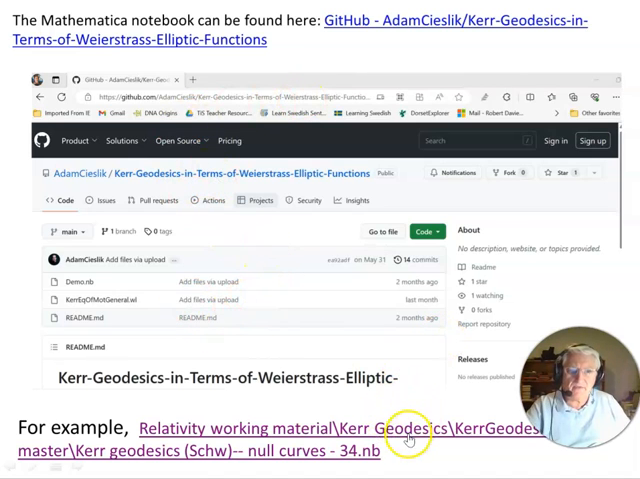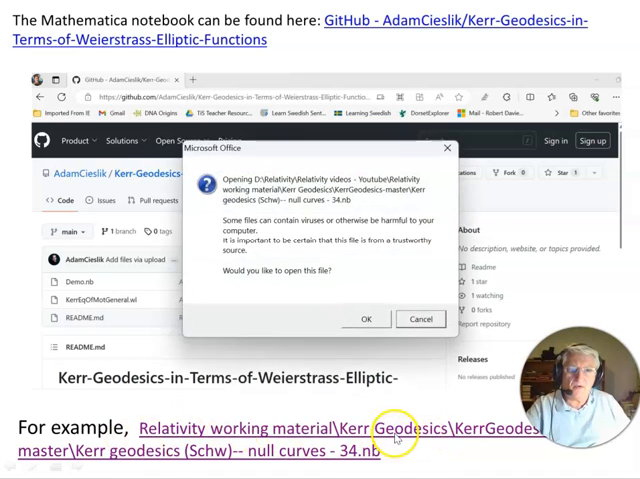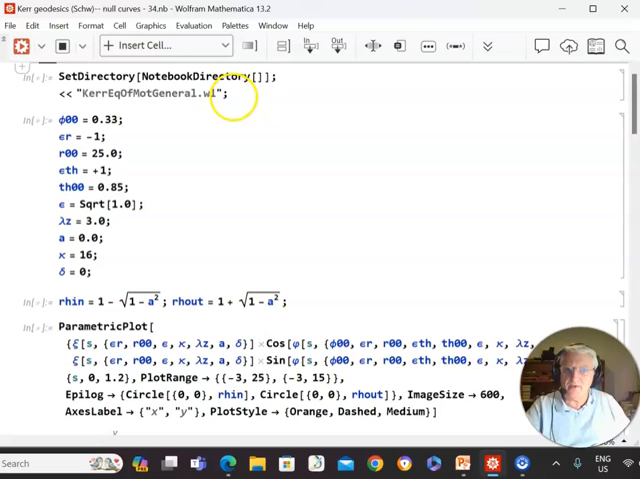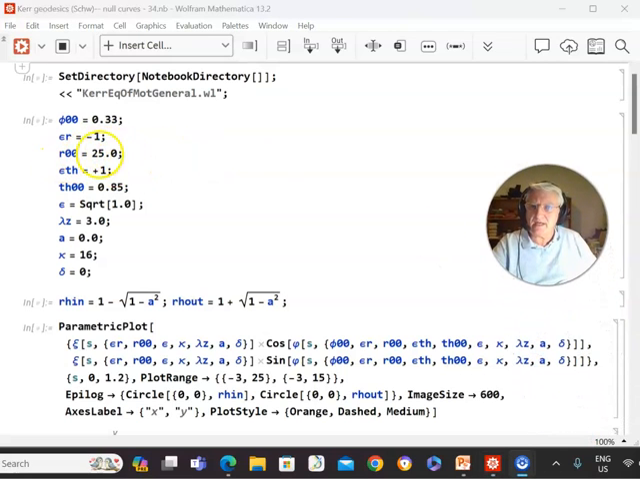To give you an example of the sort of things you can do, let's see how this can be set. So here's the notebook here, you load this. Here's the initial starting point, the azimuthal angle set to 0.33 radians. -1 for ER means an inward trajectory. The starting point is 25 units away. The polar angle is moving in the positive direction, so that's going down. It initially starts at 0.85 radians.